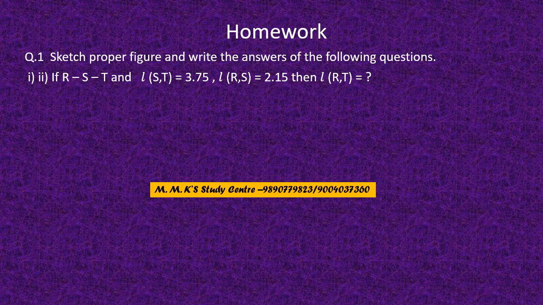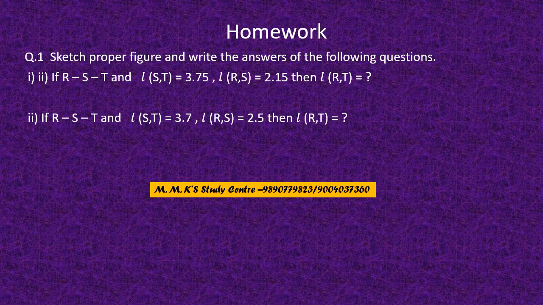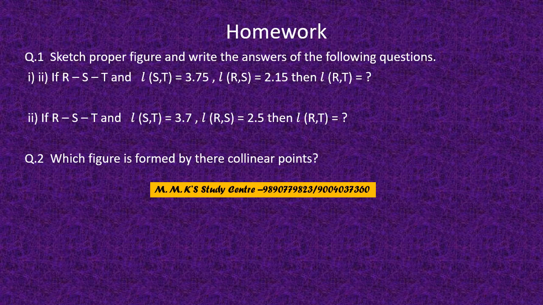Betweenness is given, R-S-T. So the next sub question, again RST is given, okay, but the values are different. ST is now 3.7 and RS is now 2.5. And again we have to find out RT. Then question 2: which figure is formed by three collinear points? Okay, which figure is formed by three collinear points? Think, students, think. Yes, think and solve and send me the answers.